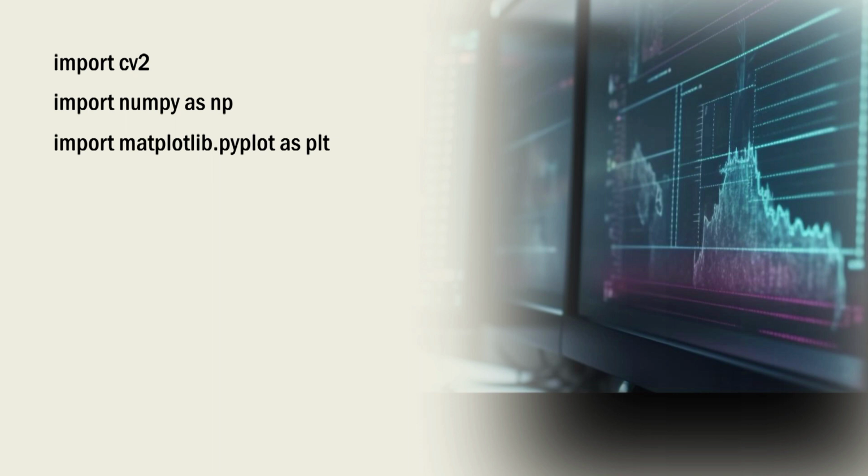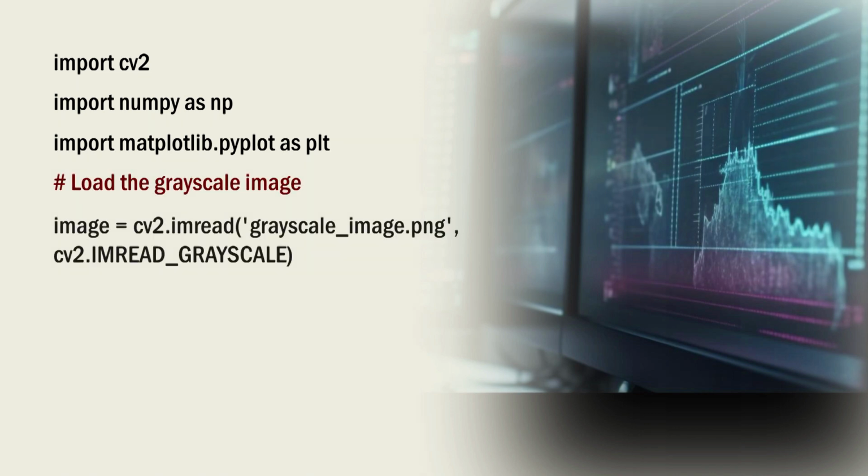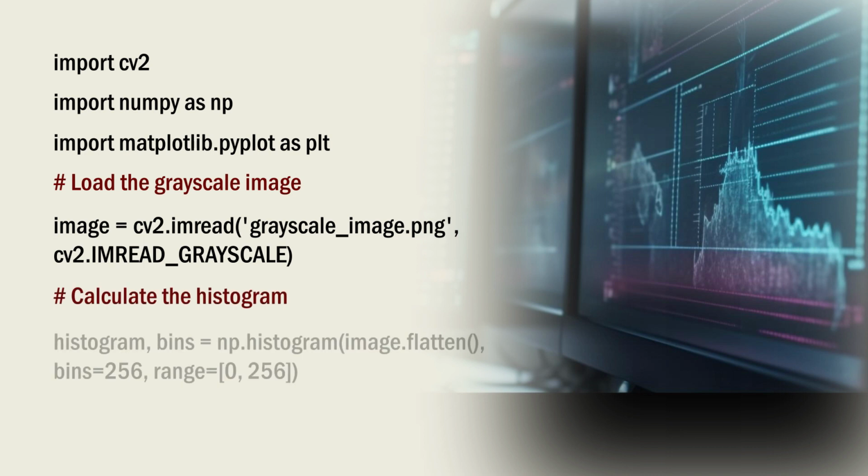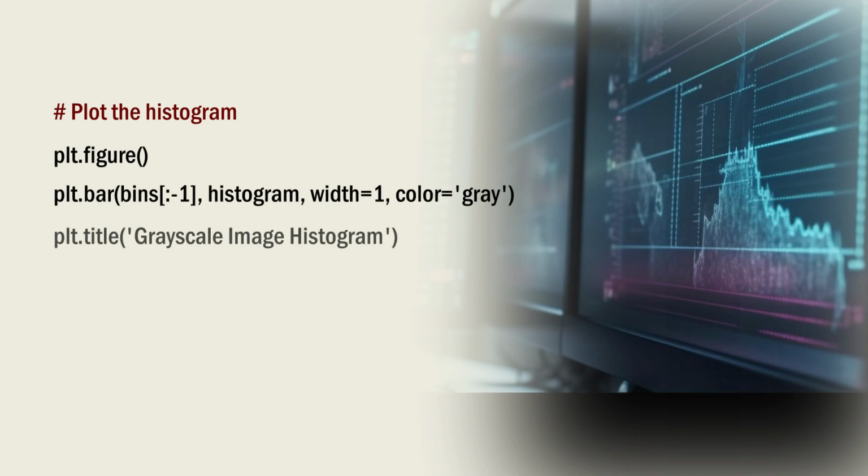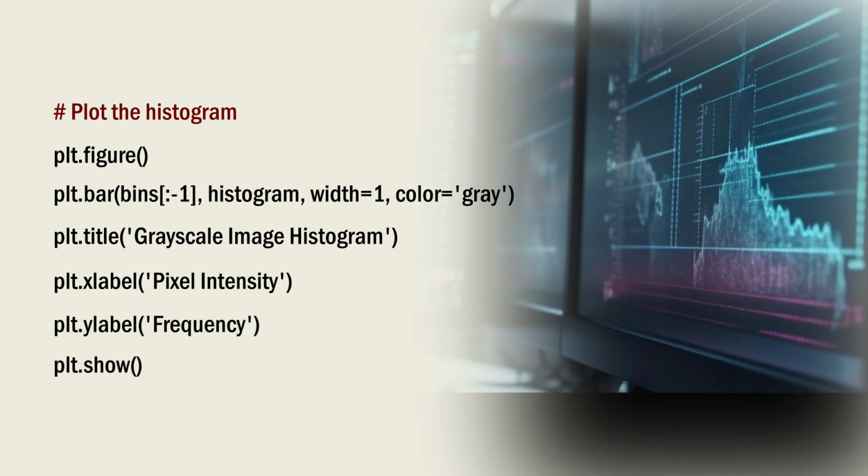First of all, we have to import all the libraries like CV2, NumPy and Matplotlib. After that we have to load the grayscale image. Why are we using a grayscale image? We are using a grayscale image so that the complexity will be reduced. In color images the complexity is very high. So, here we are using a grayscale image. After that we have to calculate the histogram values. Then we have to plot the histogram. We can easily plot it with X label and Y label. X label denotes the pixel intensity and Y label denotes the frequency.